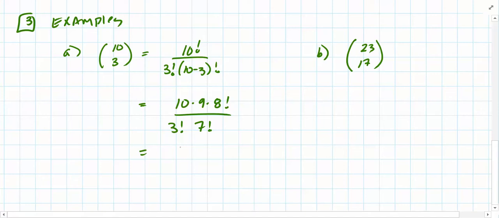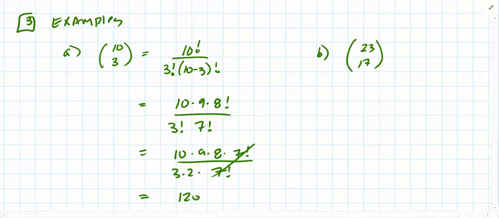So notice then if I just took this out to 10 times 9 times 8 times 7 factorial, all divided by 3 factorial times 7 factorial, the 7 factorials would cancel out. And I'm left with 3 times 2 times 1 on the bottom. So when this is all said and done, you end up with 120.